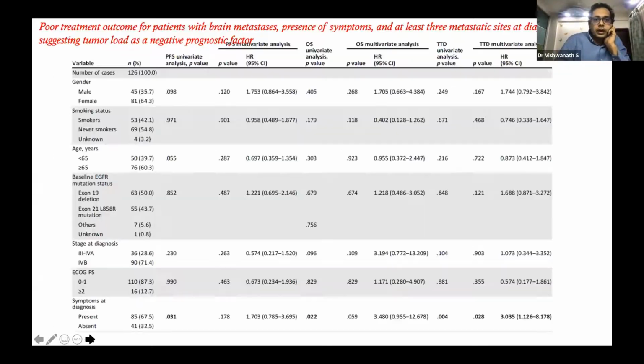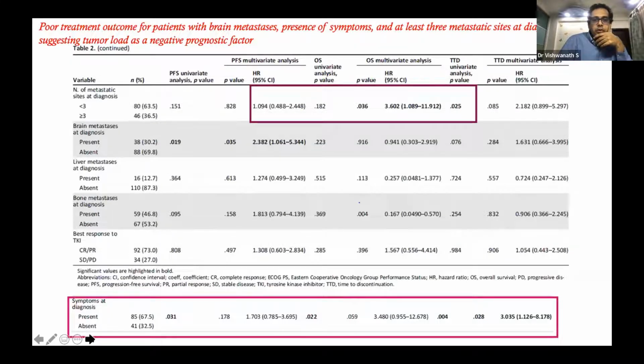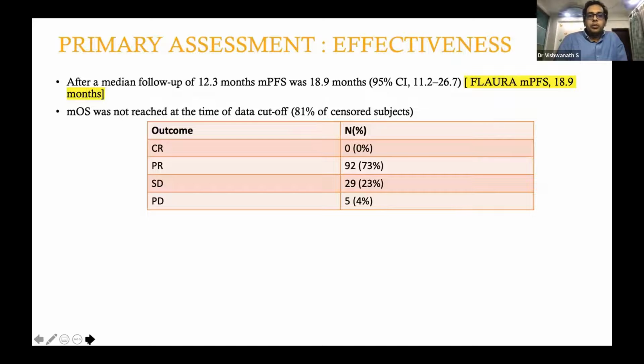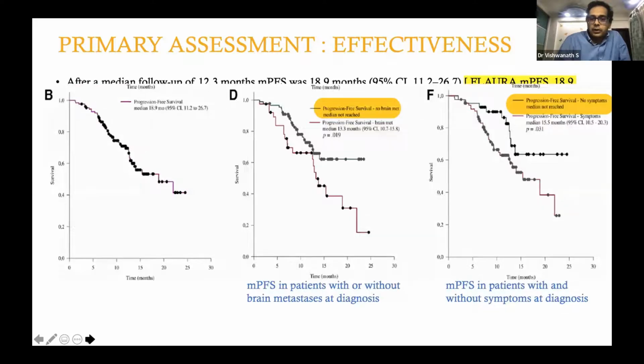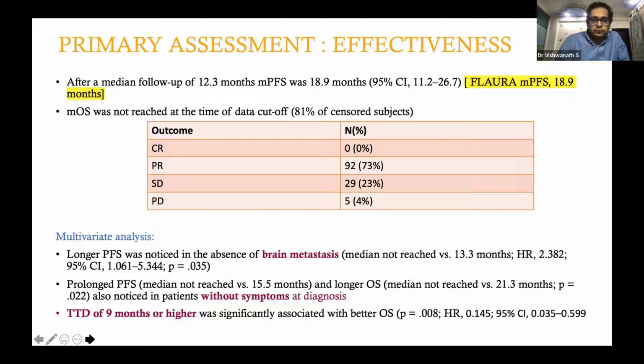So again, they also looked at patients with symptoms. We just spoke about this, oligometastatic. This is again, patients who had brain metastasis did badly as compared to those who did not. So the median progression-free survival was 18.9 months, which was quite similar to the FLORA trial. And this is again a repetition of the same thing. And the OS was not reached at the time of data cutoff. And patients who had time to discontinuation of 9 months or more was significantly associated with better OS.